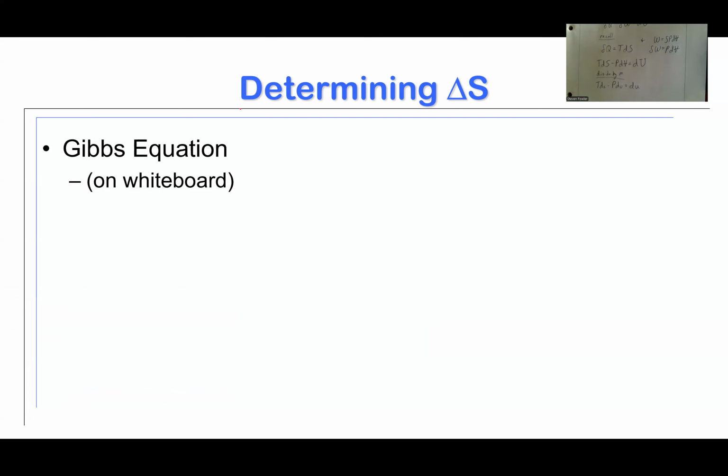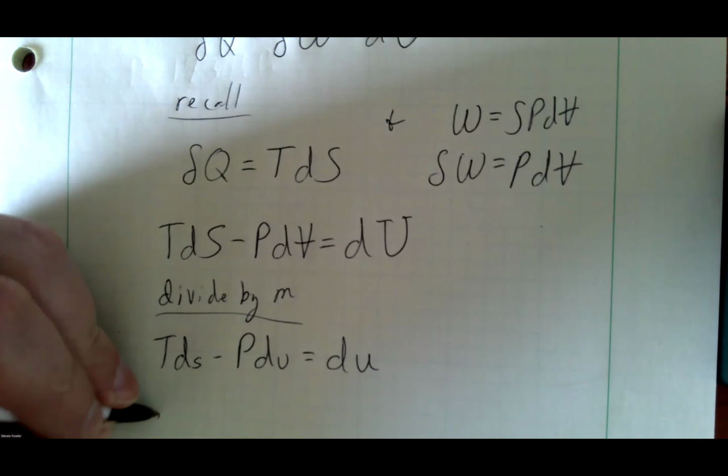is we are trying to determine a change in entropy. And we said that Gibbs equation is one of three ways we can determine that change in entropy. So what I need is to solve for this ds here. And that's what we're going to do. I'm going to solve for ds.